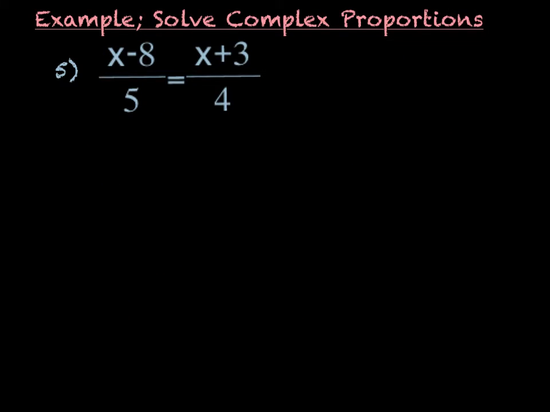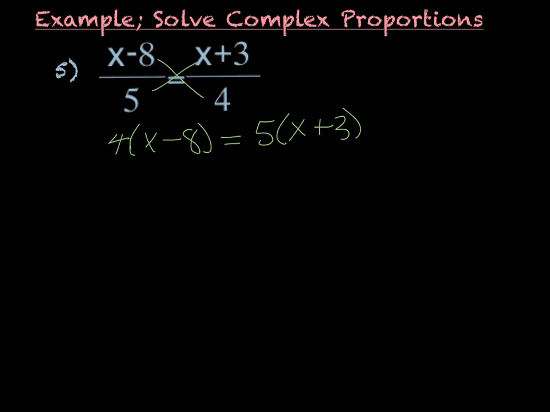These next few examples are going to be more complex proportions. We're going to have more stuff to solve for. So we have x minus 8 over 5 equals x plus 3 over 4. We do it the same way, so we're going to start by cross multiplying. So we have 4 times x minus 8 equals 5 times x plus 3.